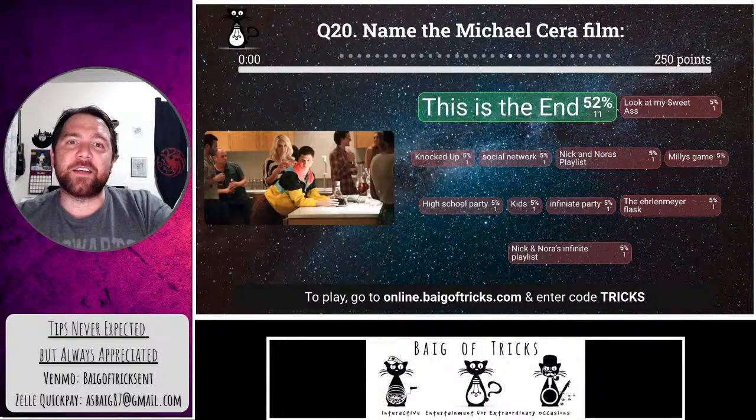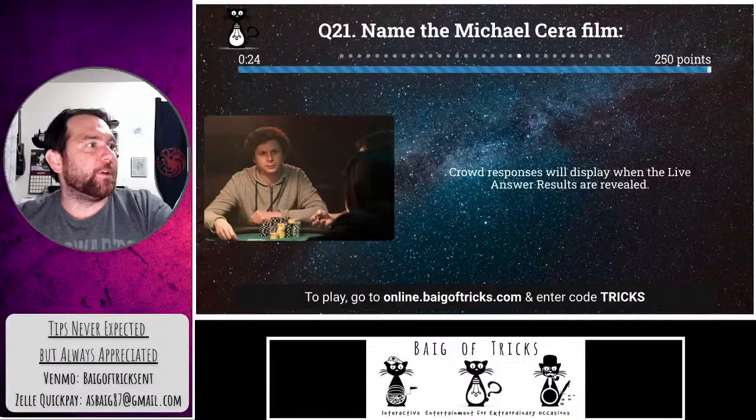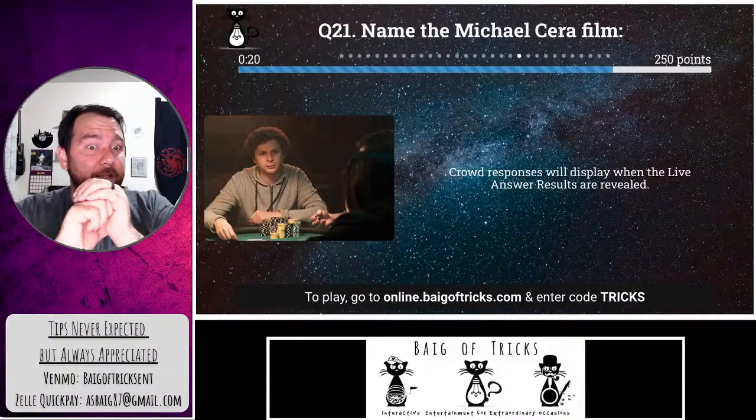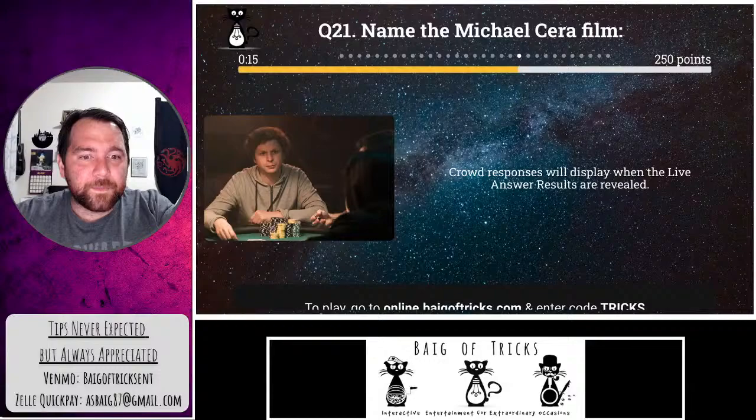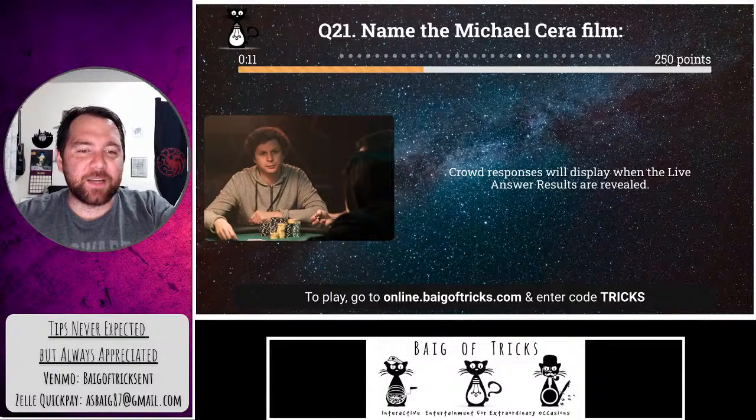Question 21. This is the toughest one of the round. This is the newest film in the round as well. Name this Michael Cera film. He's a player in this film. He's not the main star. It's on Netflix. Look at Lauren's comment. What'd she say? Scott Pilgrim, I just learned murder. Is it what? Oh my gosh. All right, I'm definitely renting a theater now. Oh, Amy JK, good guess there.